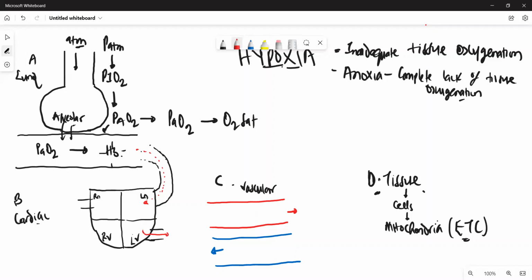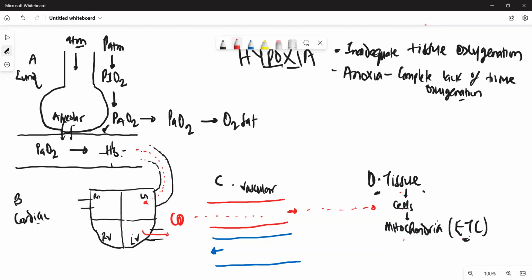And if you want to see how our pump is doing in terms of getting the blood out to the other parts of the tissue, then that will be our cardiac output. And of course, the blood will flow through the artery, through the vasculature, to get to the tissue. And at the level of the tissue, once the tissue uptakes the oxygen, the cells are going to take up the oxygen, and the mitochondria, particularly the electron transport chain, is going to use that oxygen to make ATP.